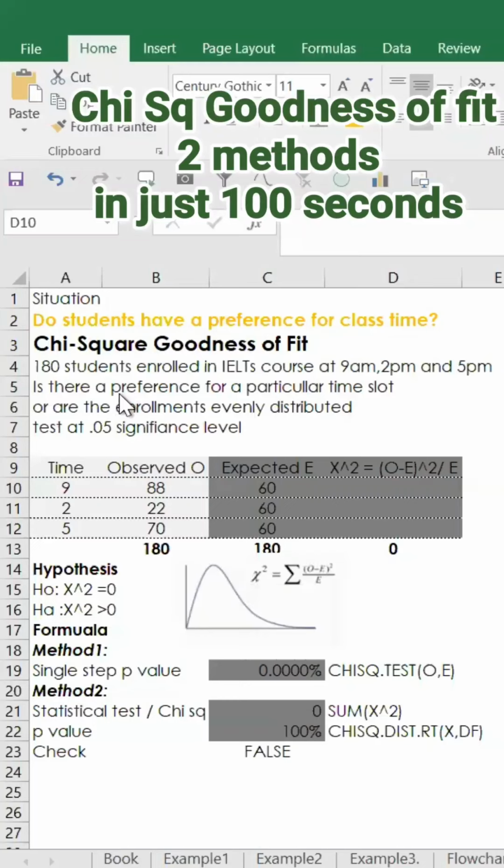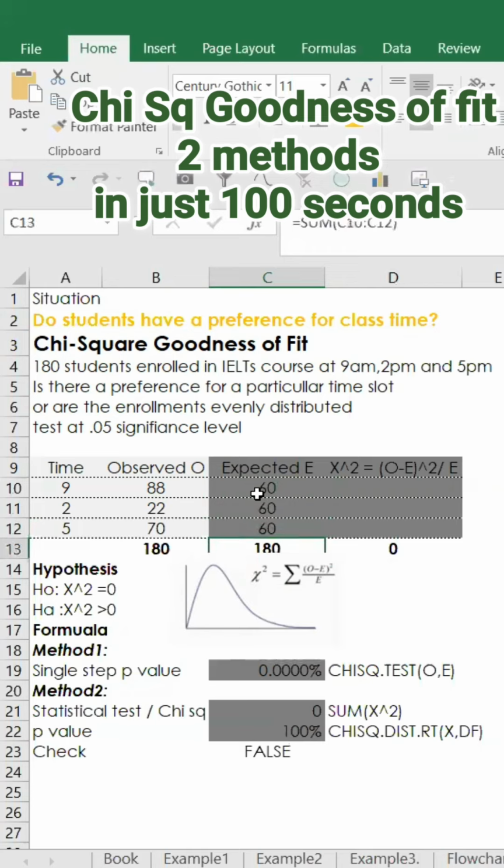Do students have a preference for class time? We are going to do chi-square goodness of fit. This is a situation. There are 180 students. We are going to have this data set. We are going to divide 180 by 3, so it's going to be 60.